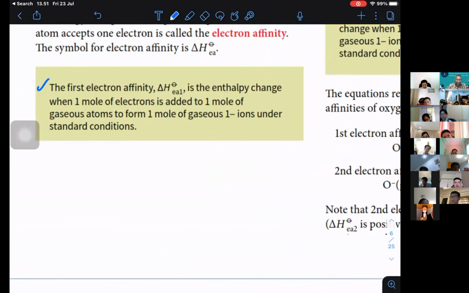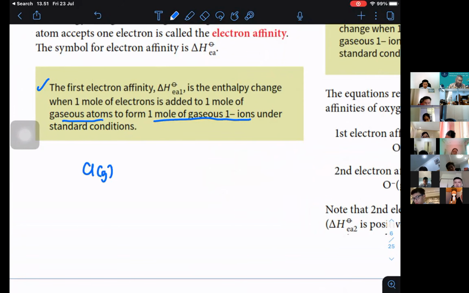When 1 mole of electrons is added to 1 mole of gaseous atoms to form 1 mole of gaseous 1- ions under standard conditions. So if I give you one example, Cl is in gas. When I add 1 mole of electrons, I am going to get Cl-, and it is going to be in gaseous form as well. So this is going to be the equation for the first electron affinity.